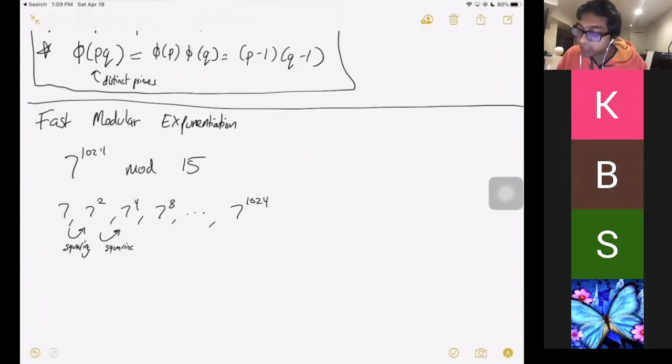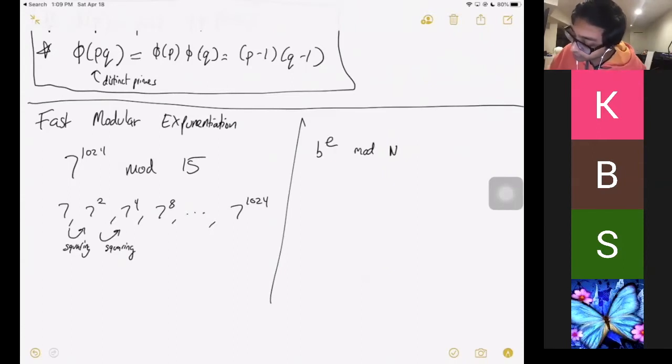So this is kind of the main idea. Instead of doing 1024 multiplication operations, I can do log of 1024 multiplication operations. And that's kind of nice, right? So specifically, if I wanted to compute some base to some exponent mod some n, what I could do is write out the exponent in binary.